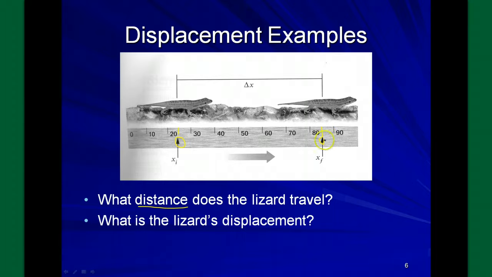Okay, here is the final position. If the final position was here and the initial position was here, we would say the displacement would be to the left, but it would still be 60 centimeters.